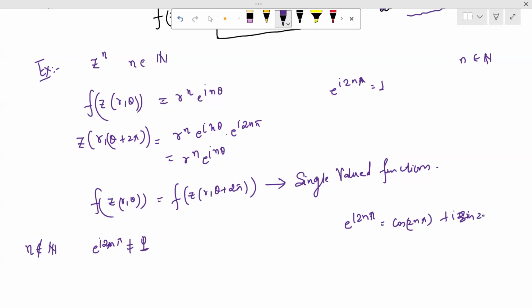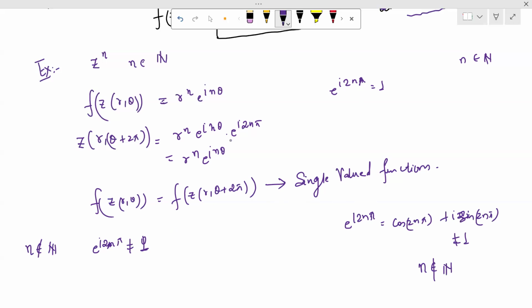Now let us say if n is equal to half, then it is equal to cos π, which is -1, plus iota times sin π, which is 0, so it will be equal to -1. So it is no longer going to be 1 if n doesn't belong to, right now I'm writing natural number, but this can also be extended to Z. Is that fine? So it is not going to be equal to 1.